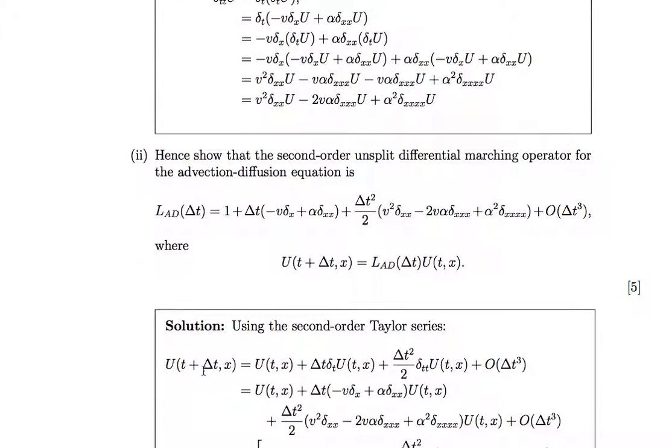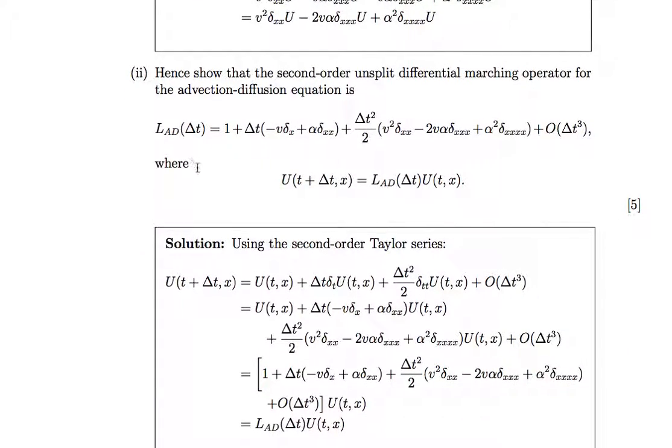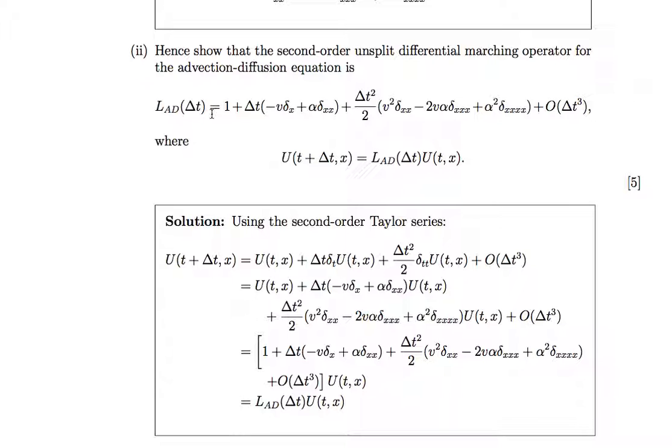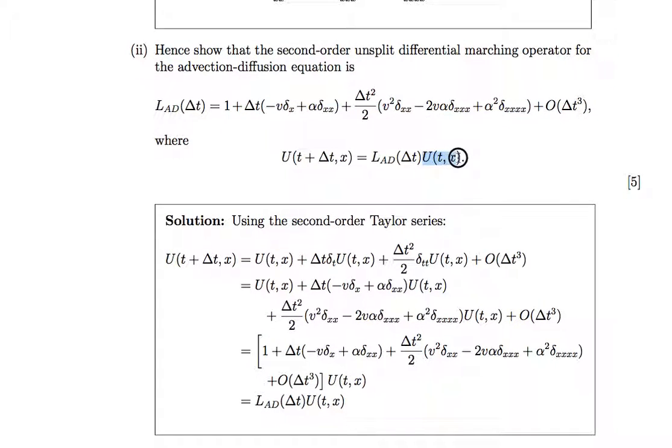Part B, part 2. Here we've got the unsplit differential marching operator for the advection diffusion equation. This L_AD is essentially an operator which is applied to u in order to give us the solution at the next time step. We substitute in all of that, and that's an operator which is applied to the current time step in order to give us a solution at the next time step.